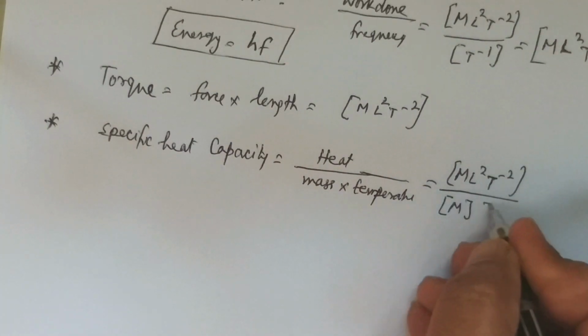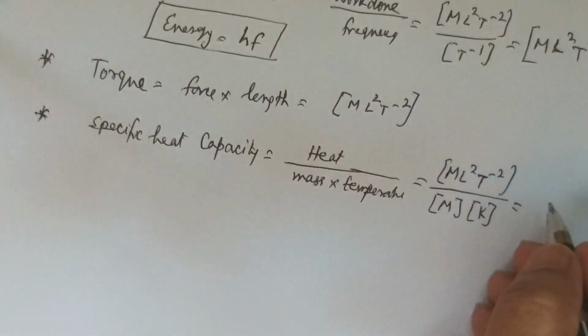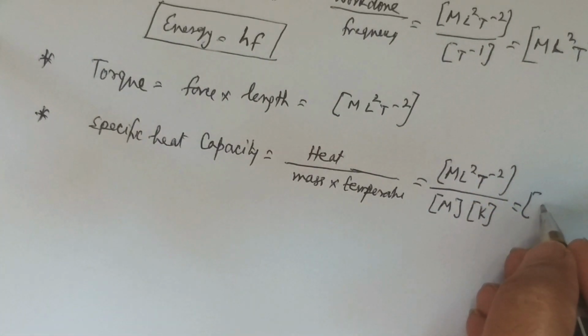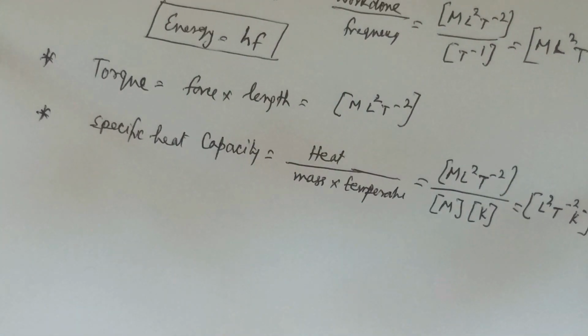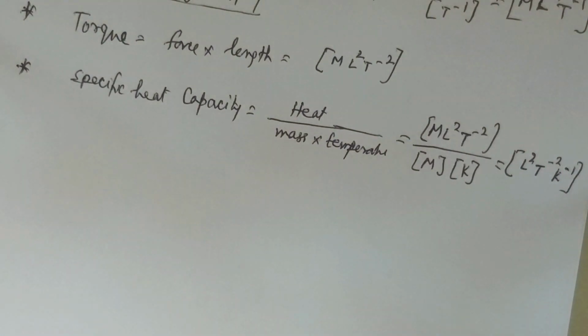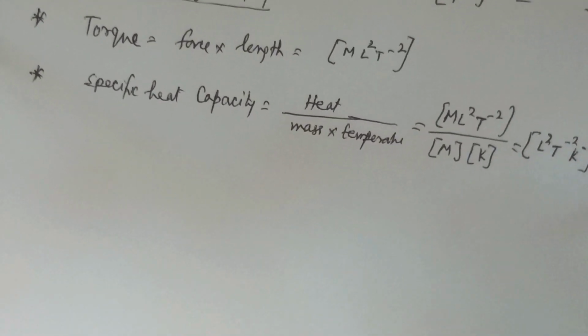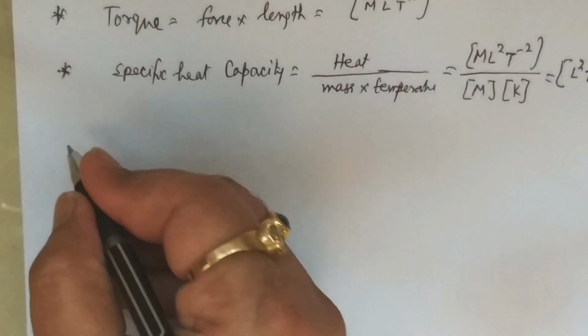And this is mass, and temperature is K. So finally, M gets cancelled. You can write M to the power 0, or you may not write M, it is up to your wish. L²T⁻²K⁻¹. You just keep on mentioning, because we are discussing just a list of formulas. Students are advised to learn the basic definitions.